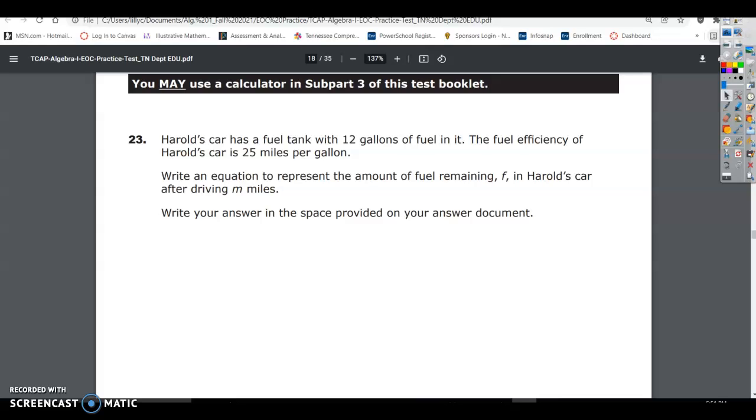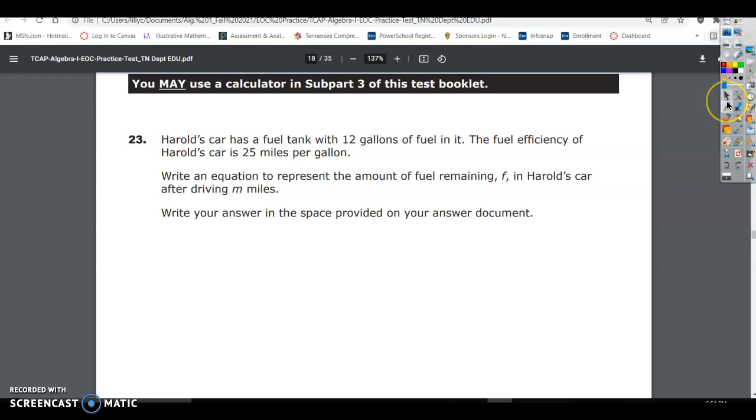Algebra 1 EOC practice test number 23. Harold's car has a fuel tank with 12 gallons of fuel in it. The fuel efficiency of Harold's car is 25 miles per gallon. Write an equation to represent the amount of fuel, F, in Harold's car after driving M miles.